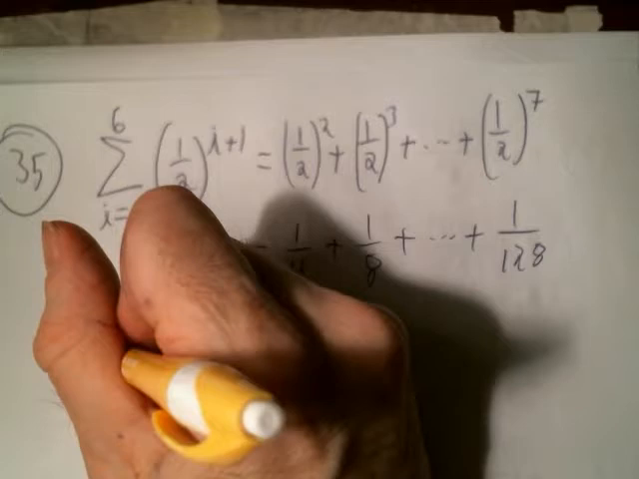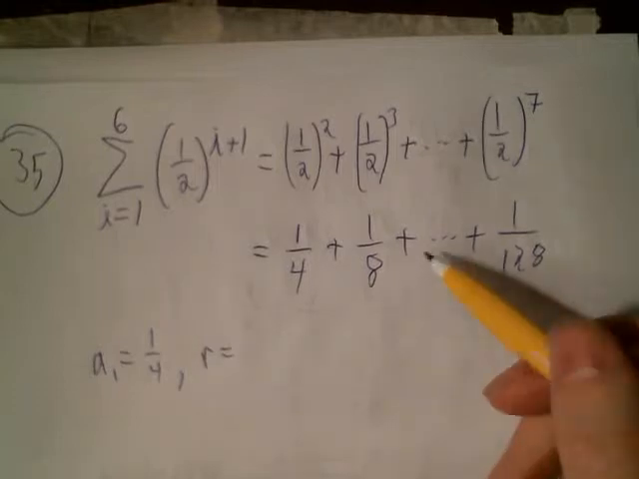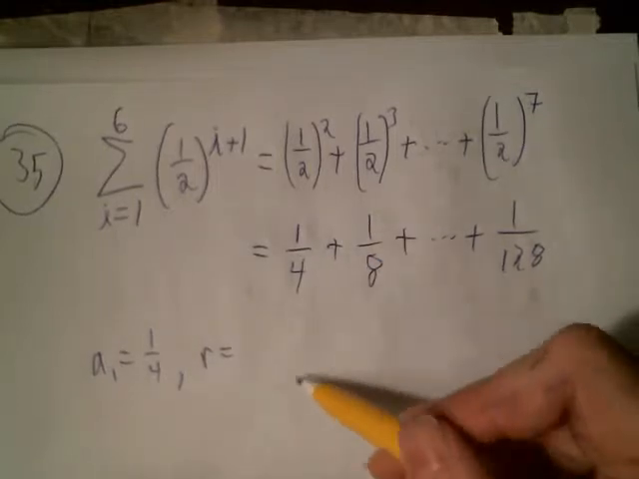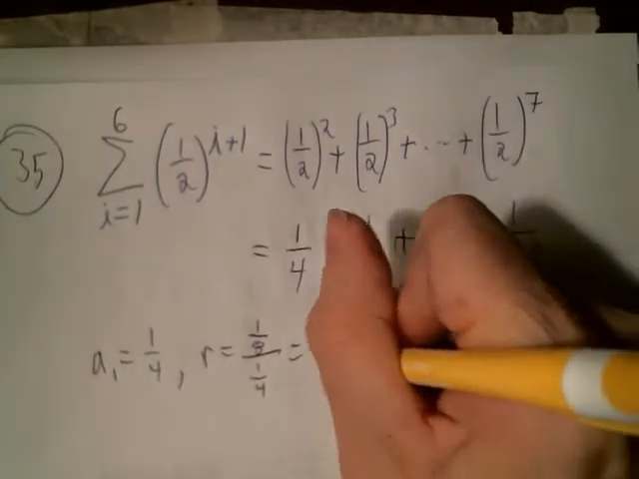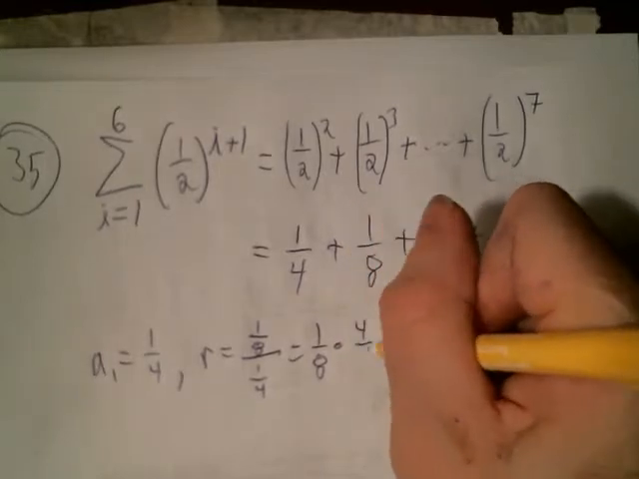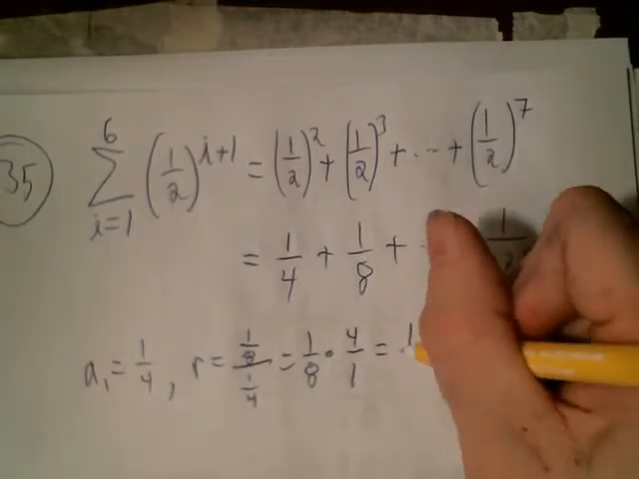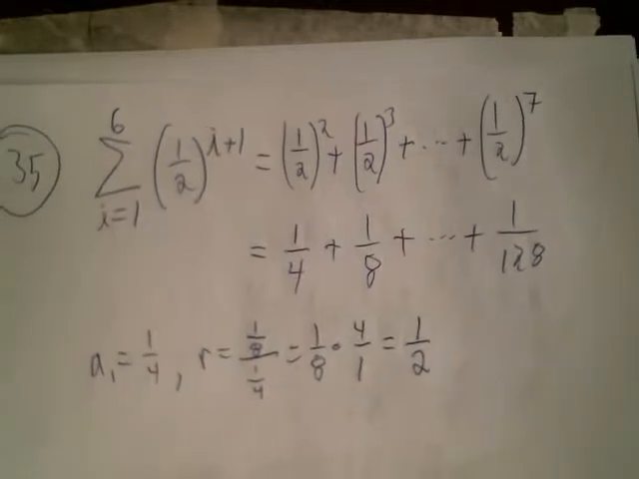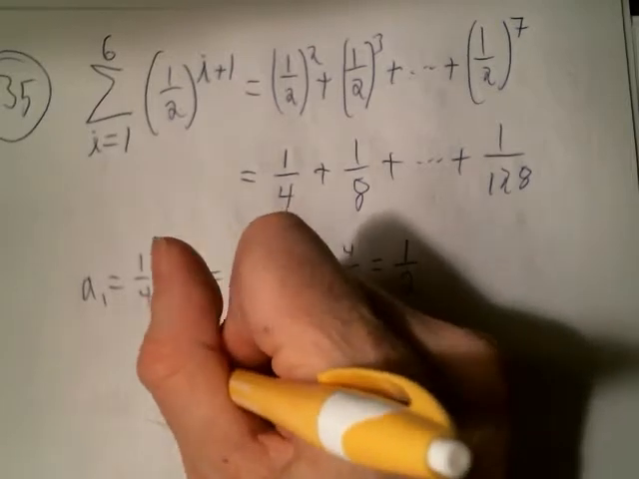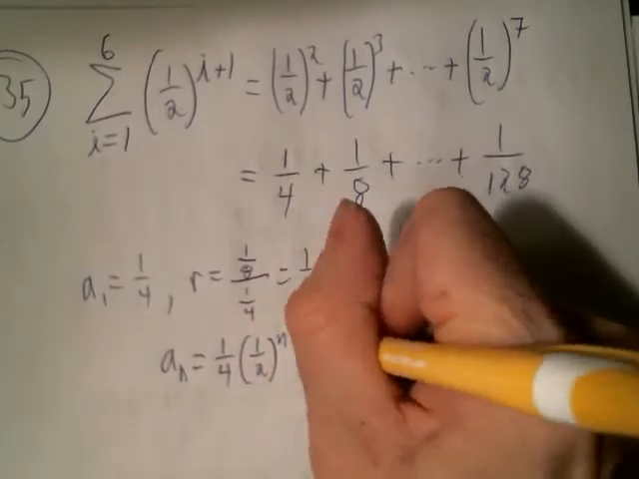Okie dokie. So I need to figure out what my a sub 1 is. That's just 1/4. I need to figure out what r is. So for r, you just take two consecutive terms and make a ratio. So I'll have 1/8 divided by 1/4. In other words, 1/8 times 4 over 1. To do division, you just multiply by reciprocals. So this will be 4 over 8, which is 1/2. So the r value is actually 1/2. So our a sub n formula, if you need that, I don't think we do, but if you did, it would be 1/4 times 1/2 to the n minus 1.